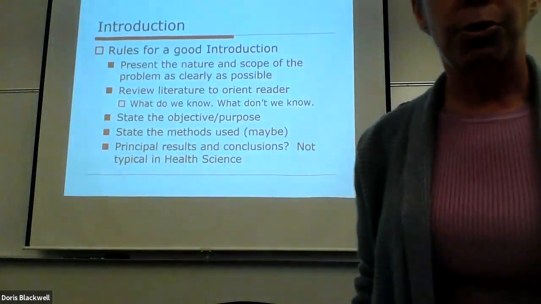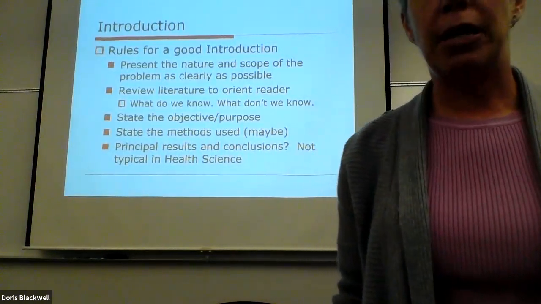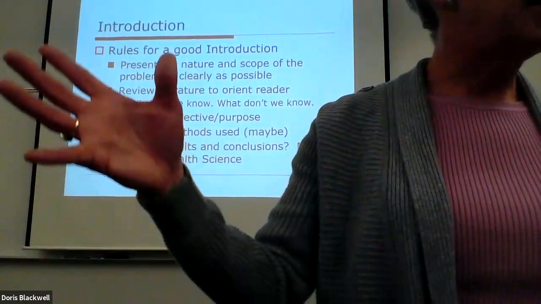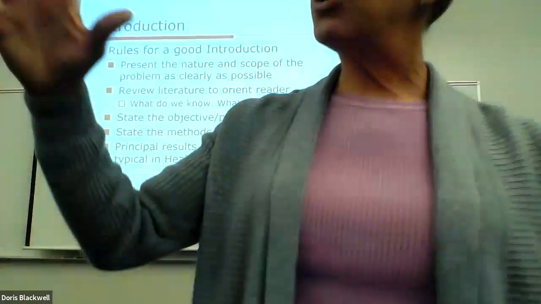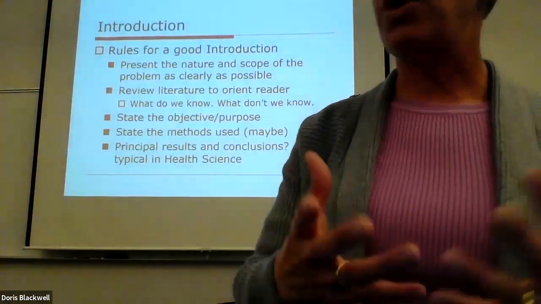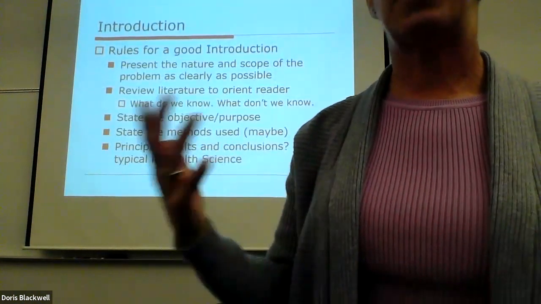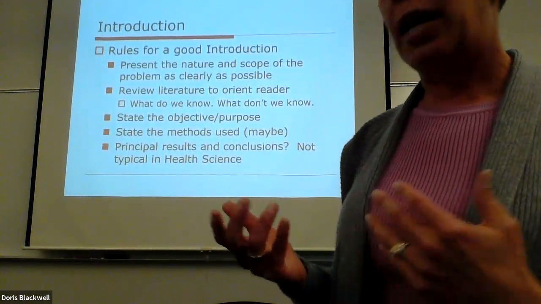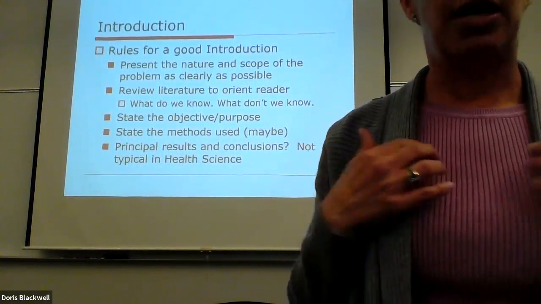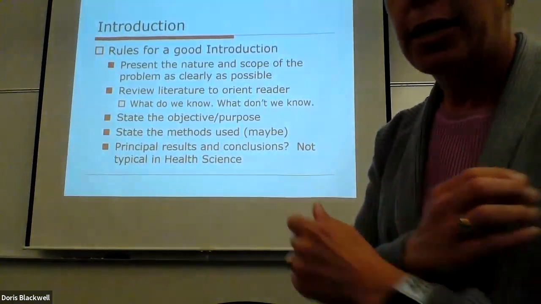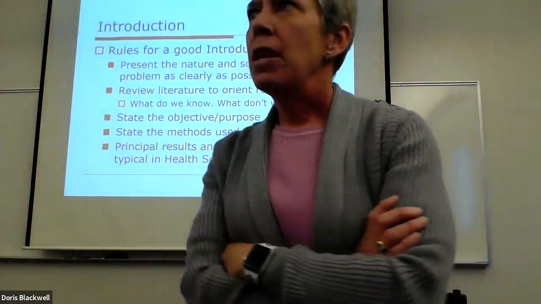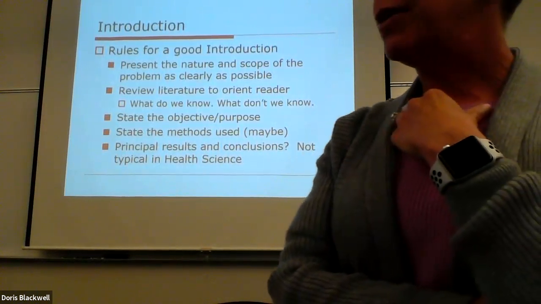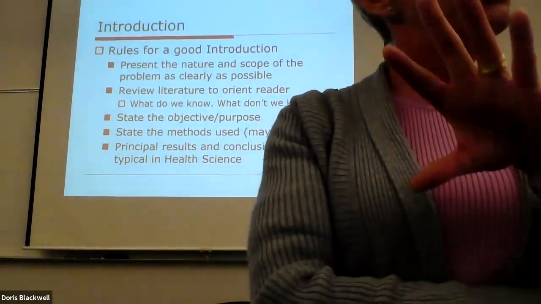So, some good rules for writing an introduction. We want to present the nature and scope of the problem clearly. We're always going to orient the reader to the literature. This isn't a dissertation or thesis amount of orientation, but the most relevant, current literature: what do we know? What's the state of the field? We're going to orient the reader to that. Tell them what we know, and again, tell them what we don't know. What are the gaps in knowledge that our research is going to fill? We state our objective or our purpose. In some fields, not so common in the health science fields, we might at least allude to our methods.